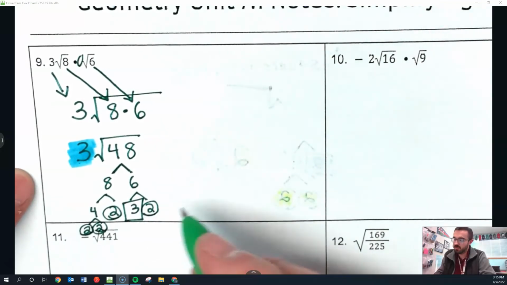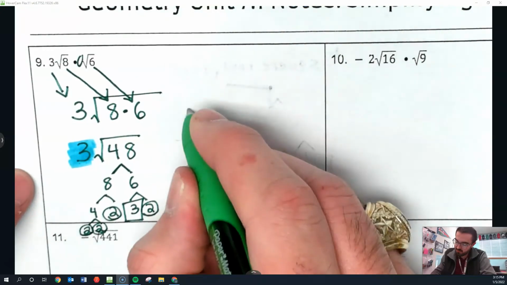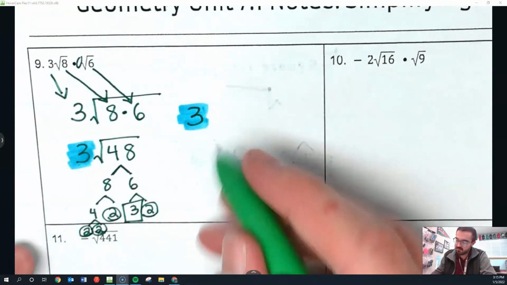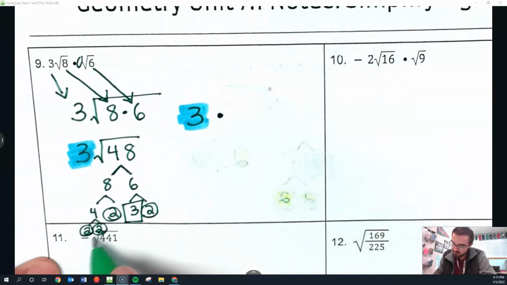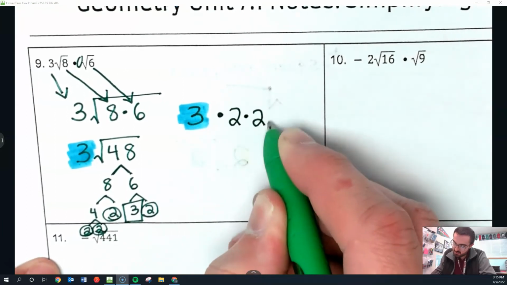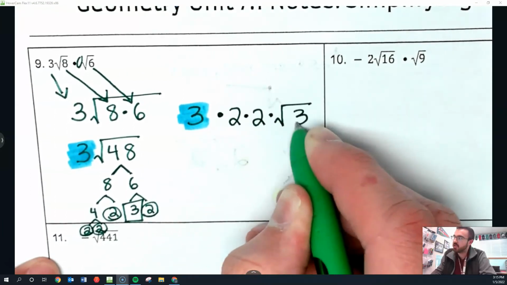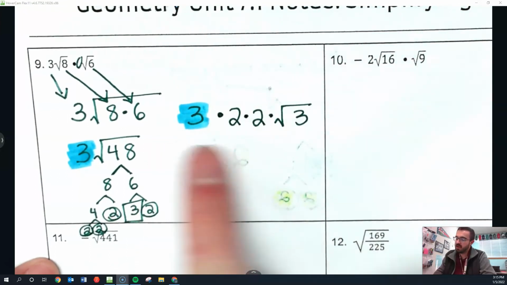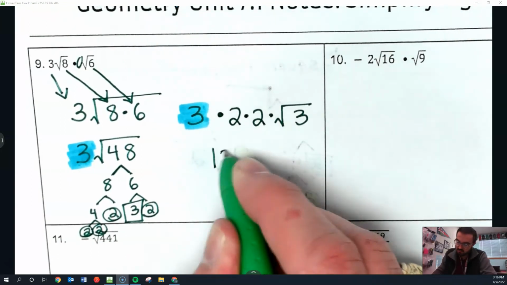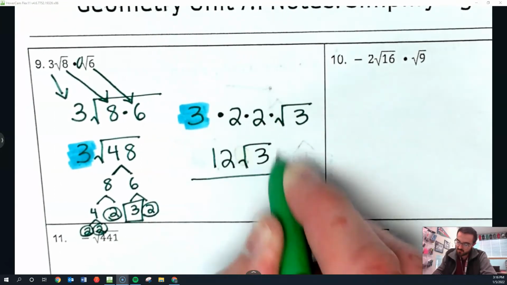So with all of that, we still have 3 out in front. But now, instead of the square root of 48, we got a 2 out in front, we got another 2 out in front, and then we got the square root of 3. So now we have something we can simplify. 3 times 2 is 6, times 2 is 12. 12 square root of 3.